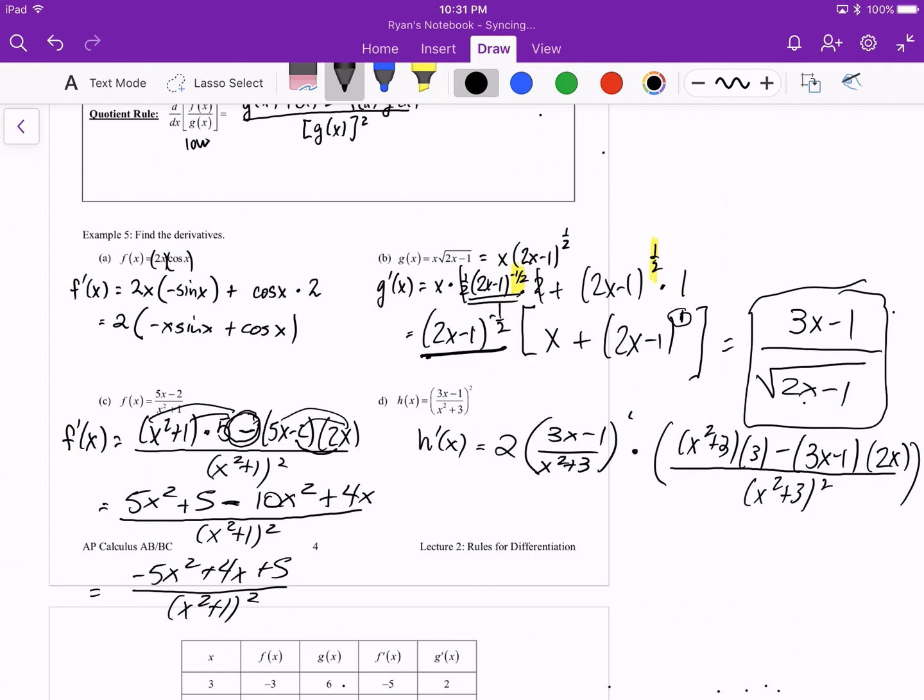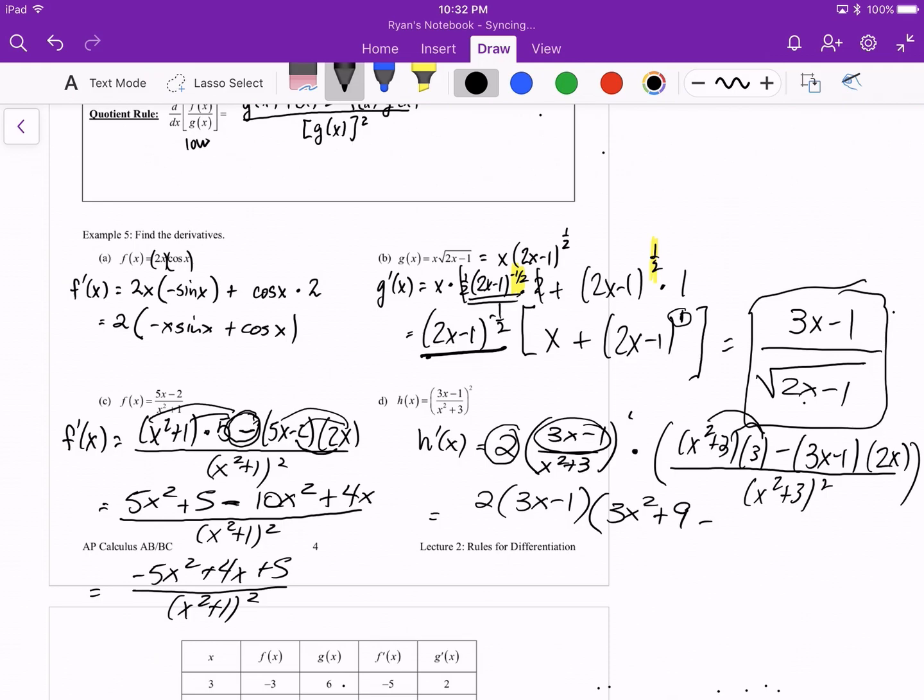Okay, so if I go ahead and clean everything up here, what I end up having is a 2, a 3x minus 1 in the numerator. So the 2 is this 2, the 3x minus 1 is this 3x minus 1. And then in the final parentheses, I'm going to go ahead and clean up what I have in here. So I'm going to distribute the 3 to both of those terms. That's going to give me 3x squared plus 9.